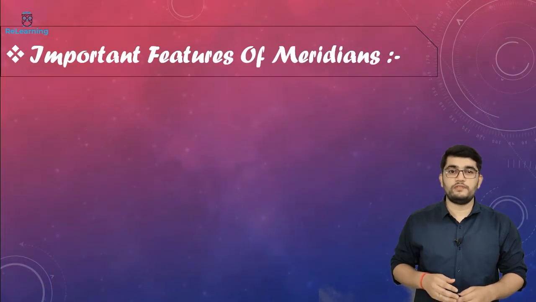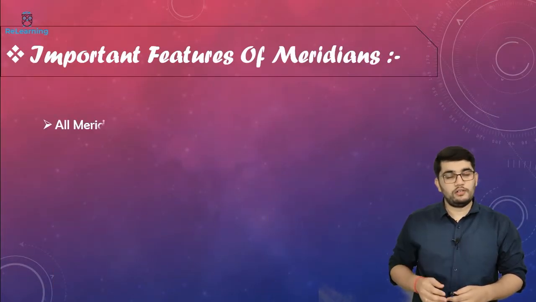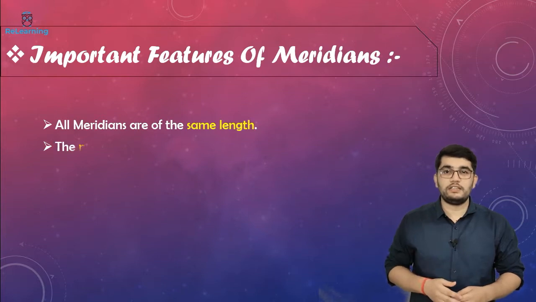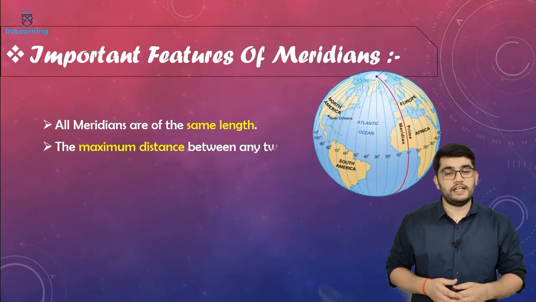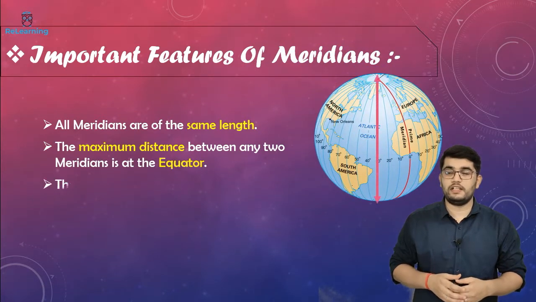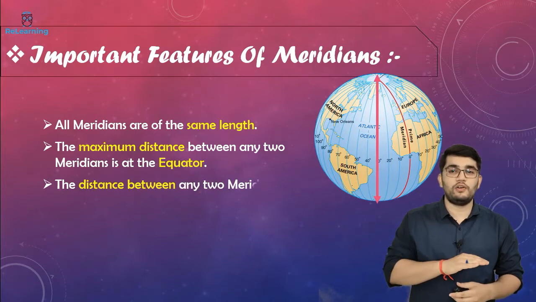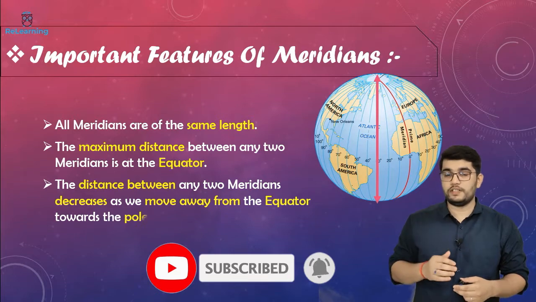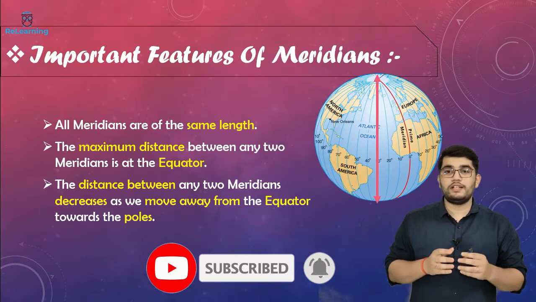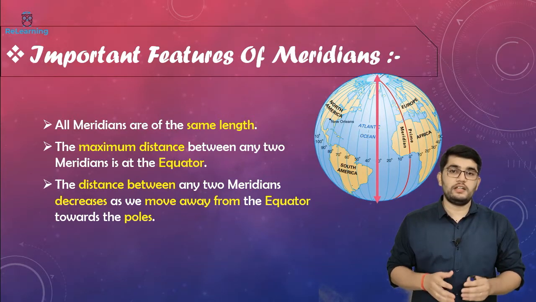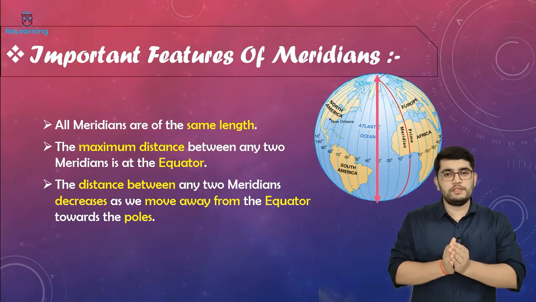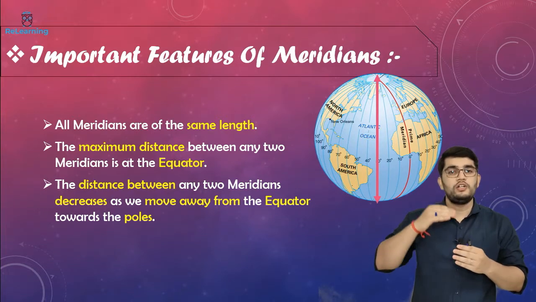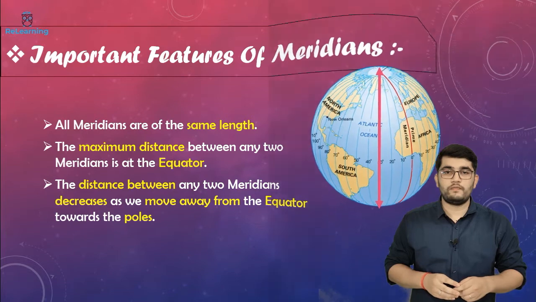Let's see some important features of the meridians. All meridians are of same length. The maximum distance between any two meridians is at equator. And as you know, equator is the longest parallel and meridians are drawn vertically above it. Okay. So the distance between any two meridians decreases as we move away from the equator towards the poles.